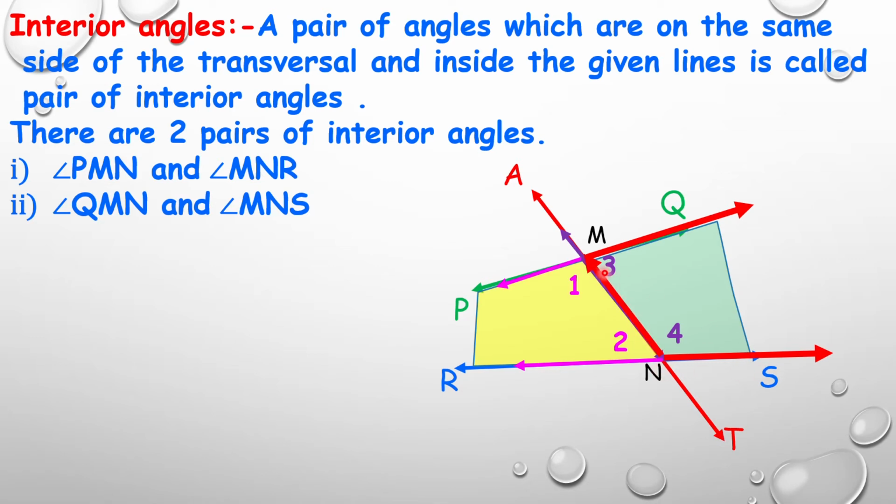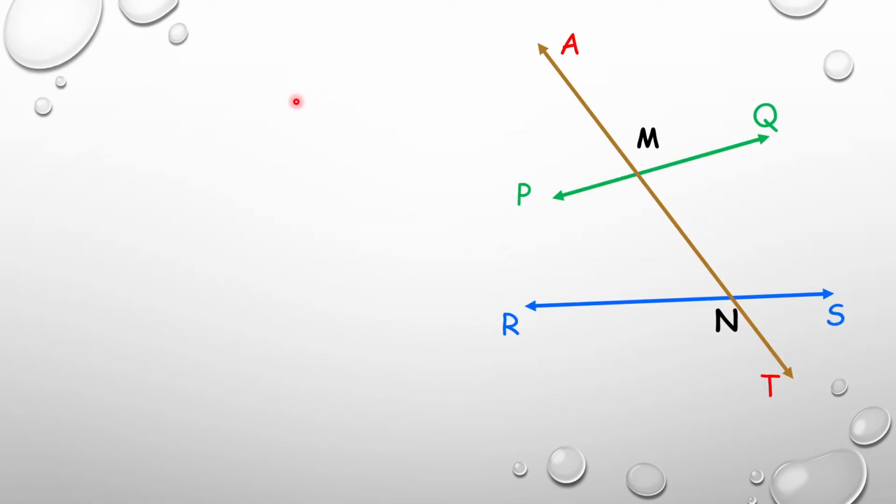In this letter, angle 3 and 4 is a pair of interior angle. Now third pair. For this also line AT is the transversal of line PQ and line RS, which intersects at point M and point N.